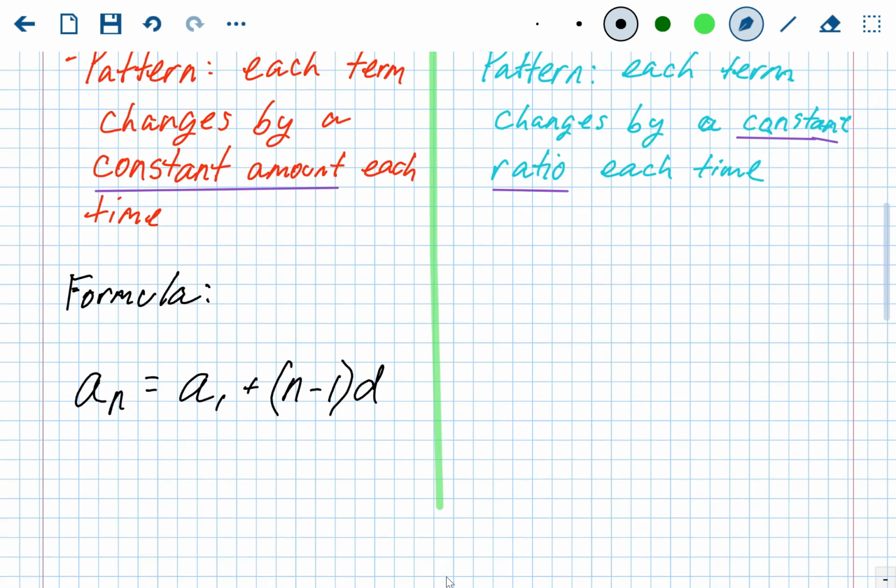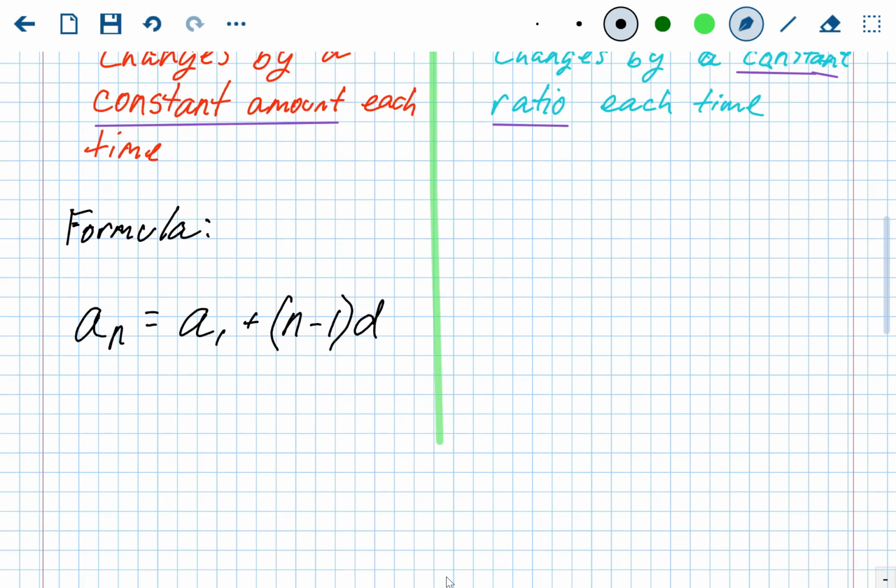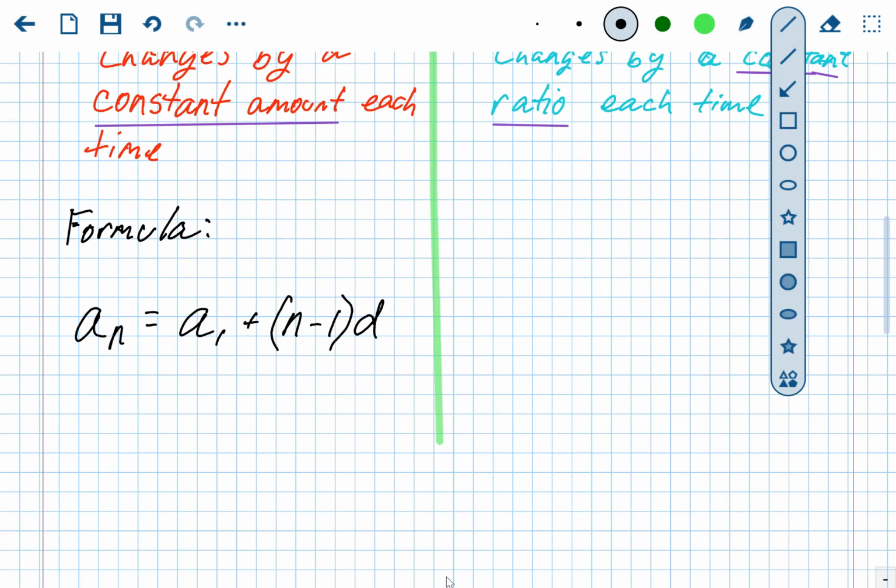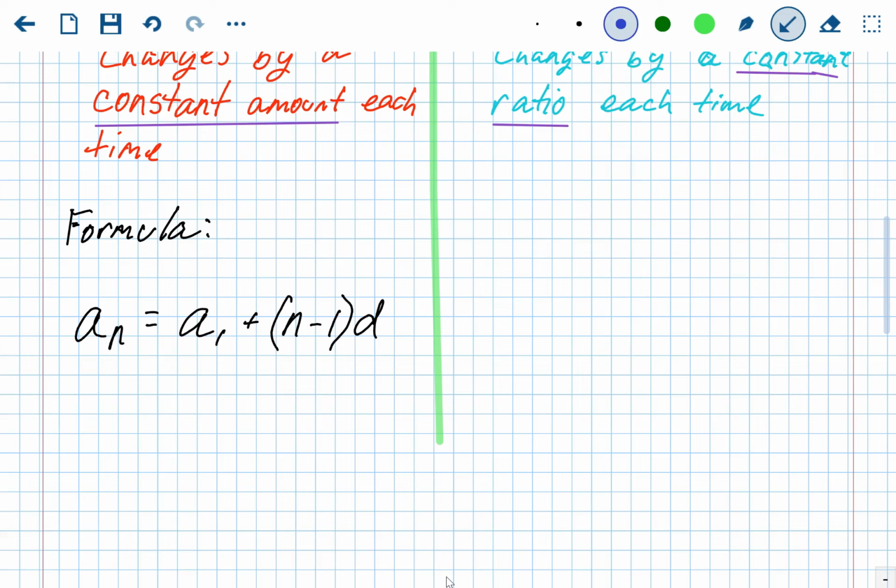Let's recall what each of these pieces mean. So in the arithmetic formula, a sub n means the nth term. Okay, so some unknown value, some unknown term. Because remember, in these formulas, we don't use x and y. There's no input x, output y. We're inputting n, and we're outputting a sub n. So a sub n is our nth term. It's the output of this formula.